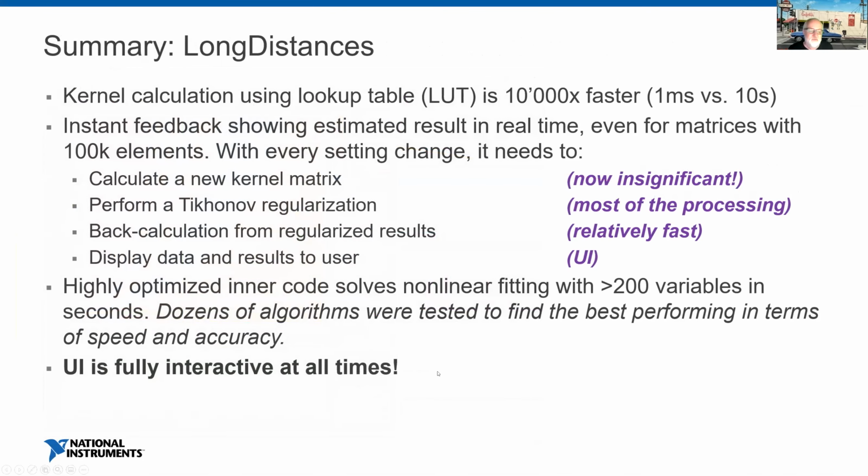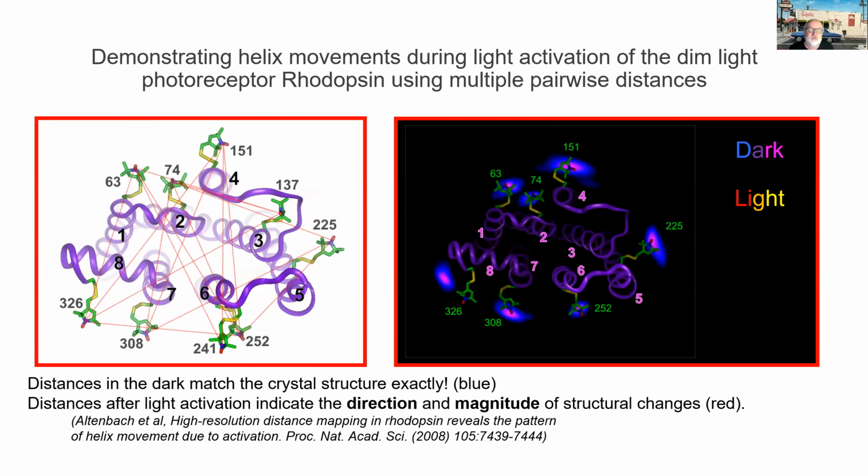So, a summary, that's an old slide from one of my talks. The lookup table is 10,000 times faster. It takes 10 seconds to calculate that huge matrix, and it now does it in way under a millisecond on my fast computer.